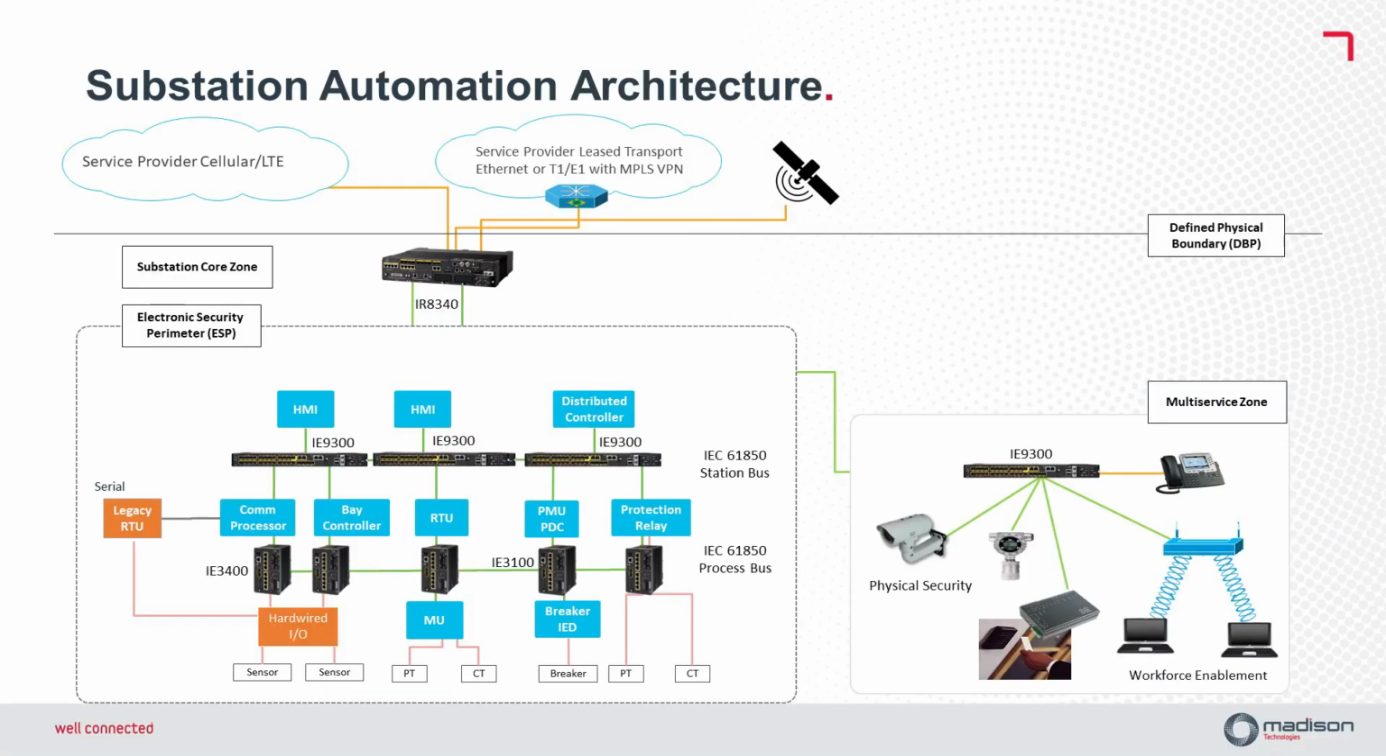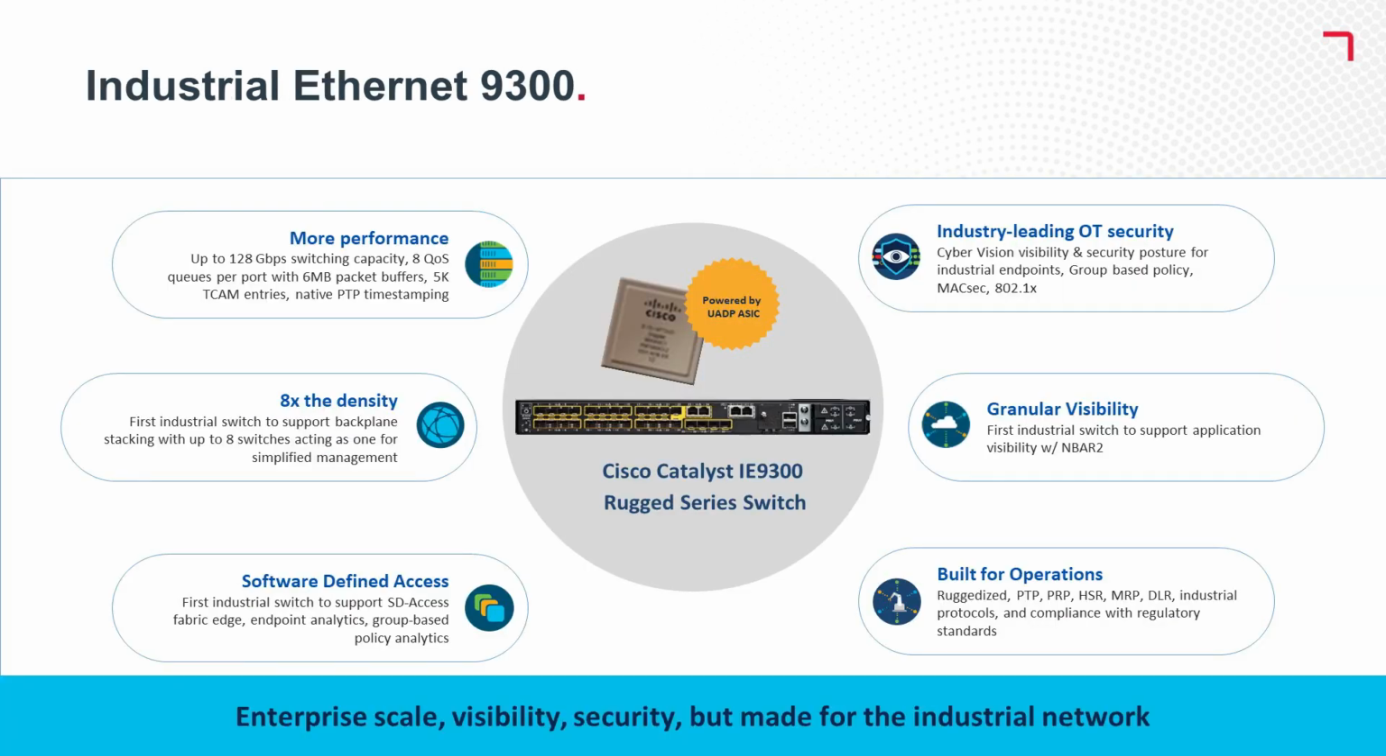So let's have a look at the electronic security perimeter. In this zone, you'll see devices such as 9300, 3400, 3100, and IE2000. You will also see Cisco CyberVision or Catalyst Center. Now let's have a look at what the IE9300 is. The Cisco Catalyst IE9300 ruggedized switch is a cornerstone of the Cisco IoT solution, which is designed to empower utility companies with resilient and secure connectivity.